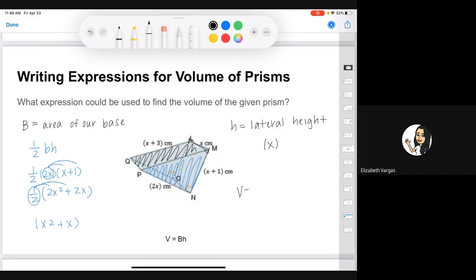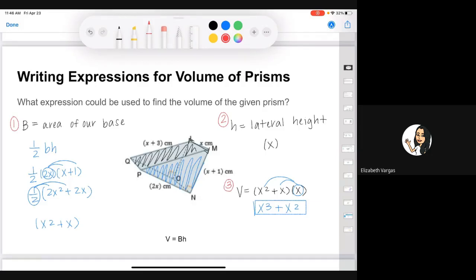Now I can go ahead and put those together. So I'm going to put volume is equal to my base, which we just identified is x squared plus x times x. Okay, now I can go ahead and simplify that by basically distributing my x over. x cubed plus x squared. And so that would be my equation to find my volume. Basically, the first thing I did was I identified the area of my base. Then I identified my height, and now I'm putting that together to create my volume equation.